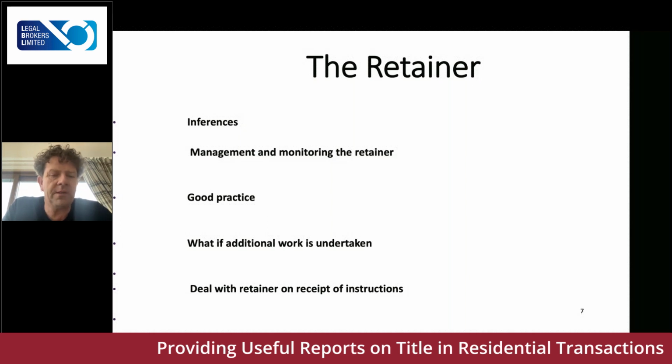Again, it's important that we deal with the retainer on receipt of instructions, but that we manage it throughout the life of the transaction. And again, I repeat, our report on title should always be consistent with our engagement letter and consistent with any communication with our client about scoping the retainer. Because if in our reporting on title, we're reporting on issues that in our retainer we're saying we're not going to be dealing with, that vagueness or ambiguity will generate potential problems with regard to a negligence claim.